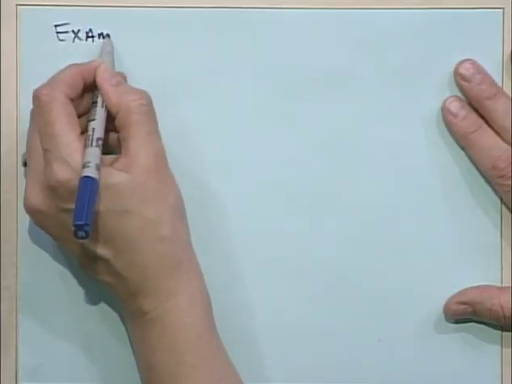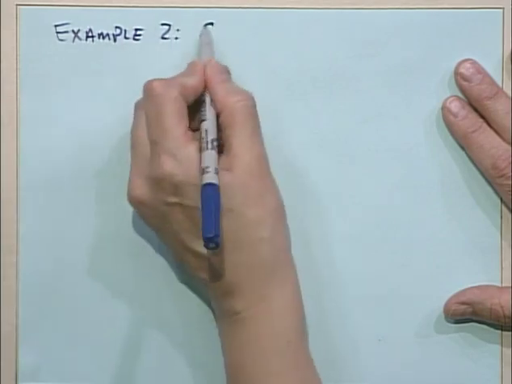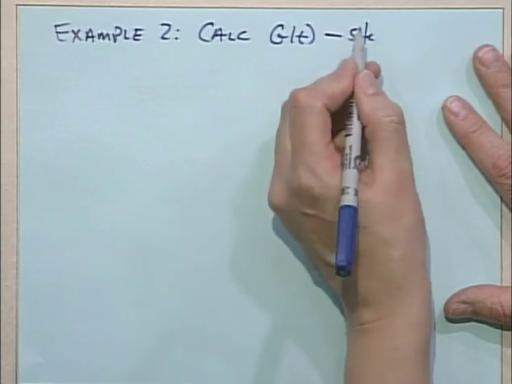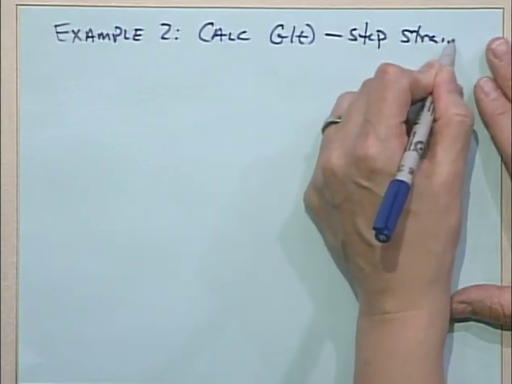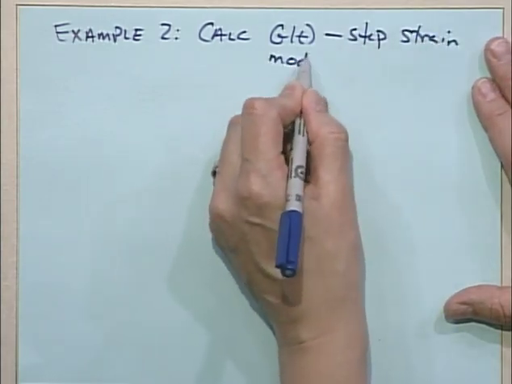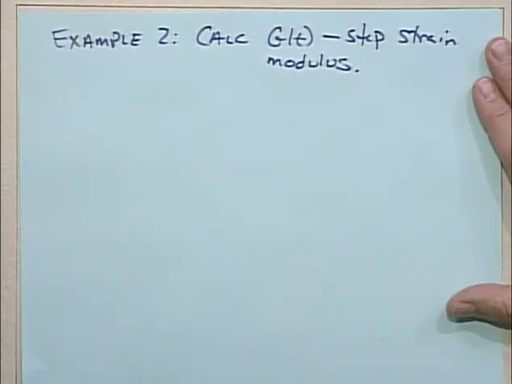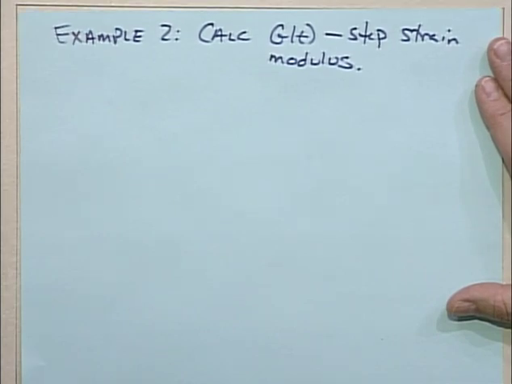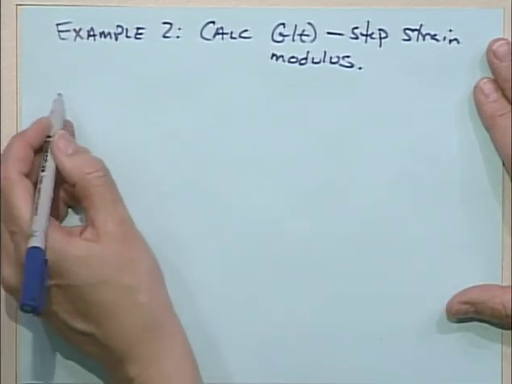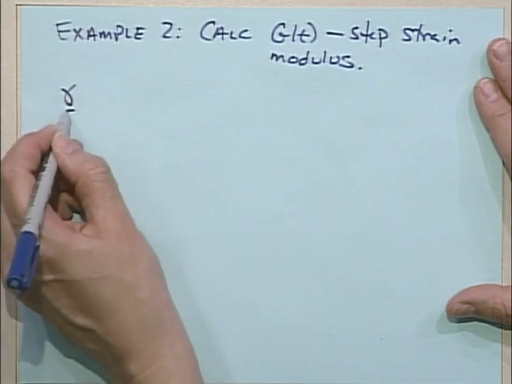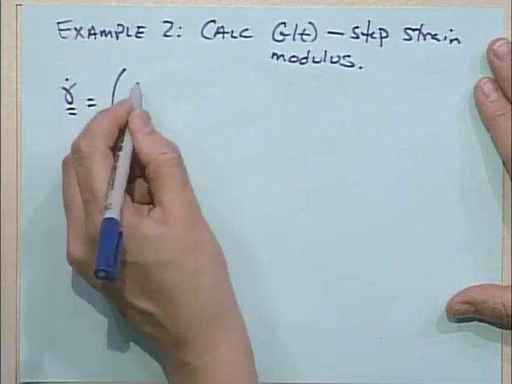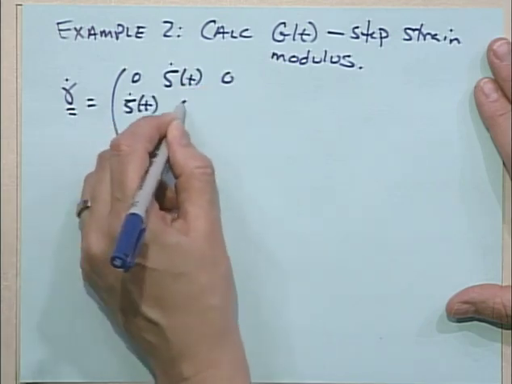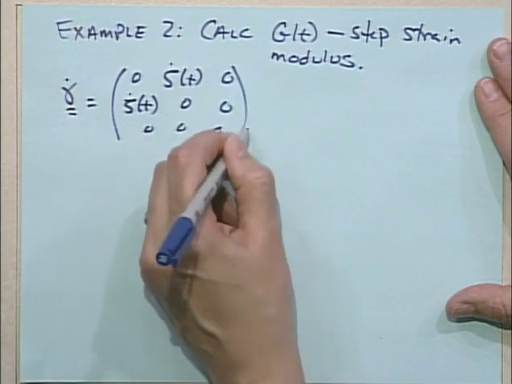I'll call this example 2. Calculate G of t, which is the step strain modulus. All right, so we know the velocity vector, and so we can calculate gamma dot, the tensor: 0, sigma dot of t, 0, sigma dot of t, the rest zeros.